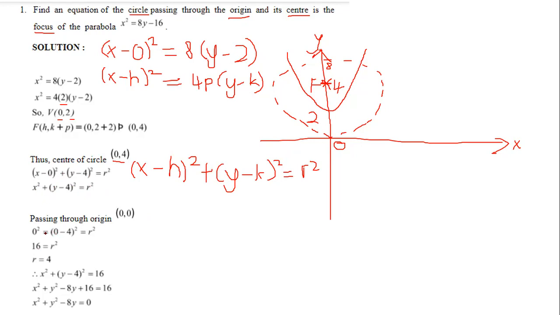Then we will get 0 squared plus 0 minus 4 squared equals r squared. So negative 4 squared is 16 equals r squared, r equals 4. Therefore, we can state that the equation is x squared plus y minus 4 squared equals 16. This one is very good already, or you can expand it as x squared plus y squared minus 8y equals 0 also can. So please copy down this answer, then we can present it on the day.